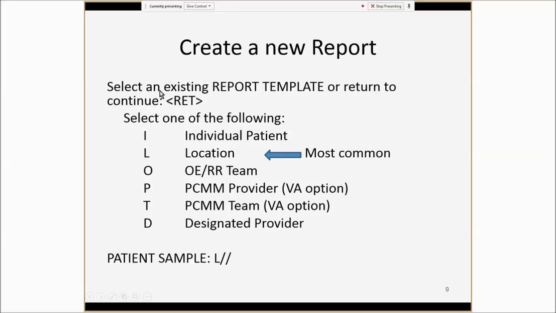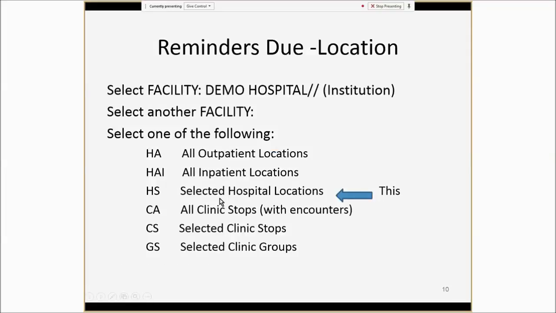So to create a report, you will select what you want to create. In this example, we're going to create one for hospital location, which is the most common. We can select certain locations. We can select all hospital locations or all inpatient locations. We can also select a clinic stop code. So in this case, we're going to use select hospital location.